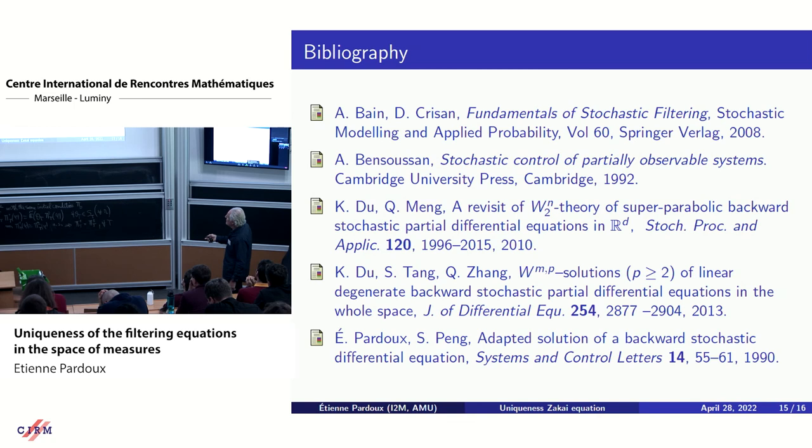Here are a few references. This is a book by my collaborator and someone else on filtering. This is a book I was quoting earlier by Bensoussan, where he establishes this uniqueness. These are the two papers on BSPDEs which we are using. Essentially, we are adapting their proof to our situation of two coupled complex valued BSPDEs, if you like. And this is the reference to the original paper which started the topic of backward stochastic differential equations.